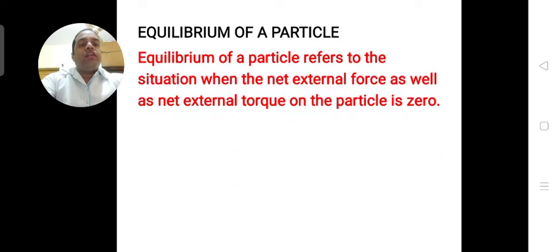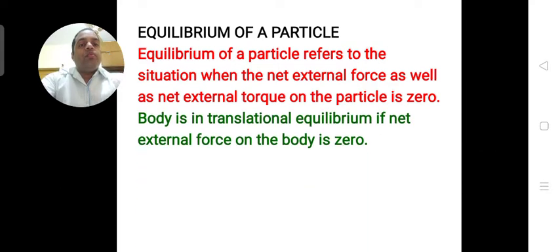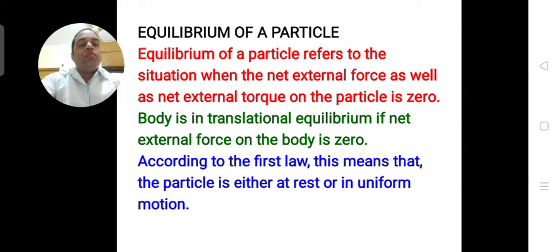Equilibrium of a particle. Equilibrium of a particle refers to the situation when net external force as well as net external torque on the particle is zero. Body is in translational equilibrium if net external force on the body is zero. According to the first law, this means that the particle is either at rest or in uniform motion because net external force on the body is zero.